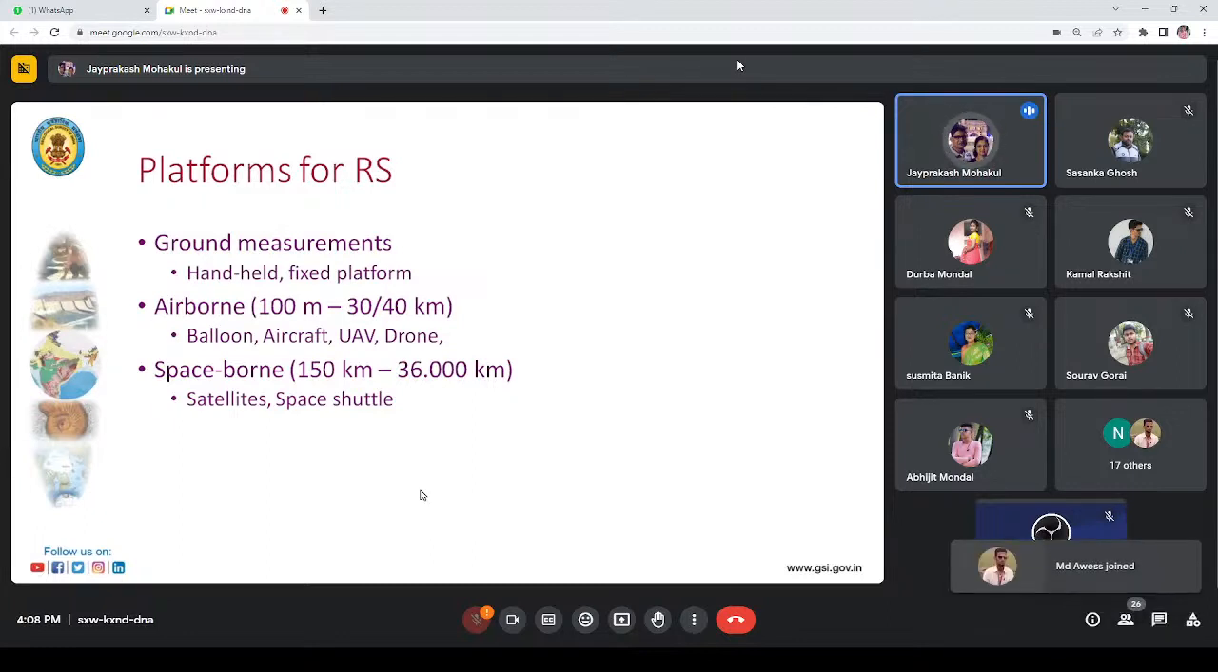As I discussed in case of radar, you can have a handheld platform also, where in defense people use this handheld platform to detect any incoming microwave signal that has come. And airborne, of course, you have balloon, you have aircraft, you have unmanned aerial vehicle. Of course, you have drone, right? And spaceborne platform. For all practical purposes, you will now be discussing the spaceborne platform, right?